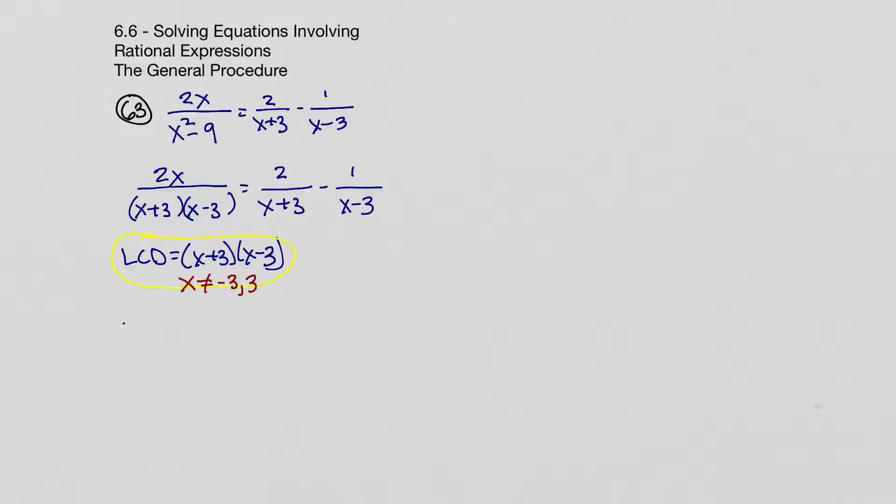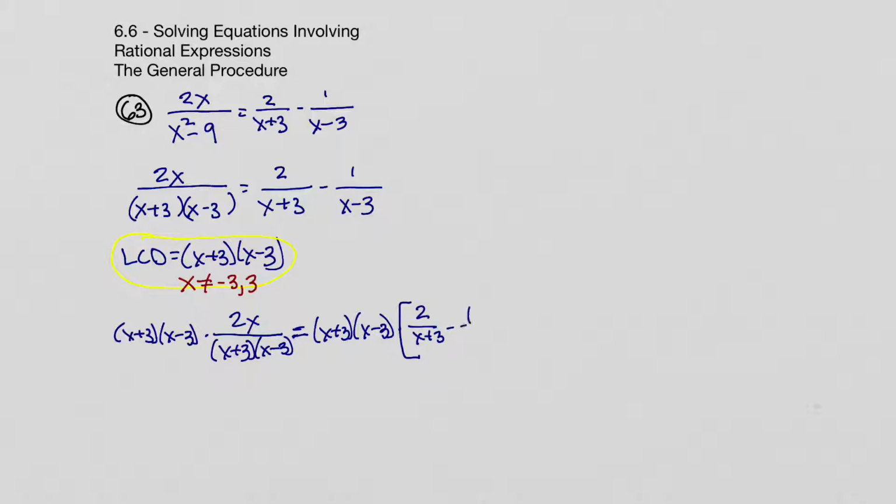It's going to look like this. We'll have our LCD, x plus 3, x minus 3, times the left side, 2x over x plus 3, x minus 3, equals, and now the right side, x plus 3, our LCD, x minus 3, times that entire right side: 2 over x plus 3 minus 1 over x minus 3. I'll use these brackets just to indicate that I want our LCD times the whole right side.